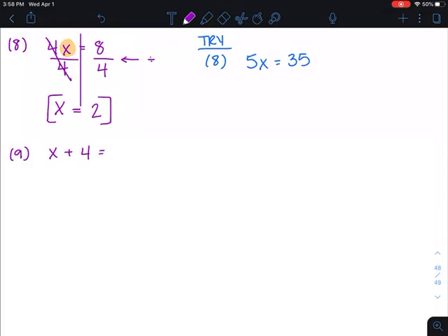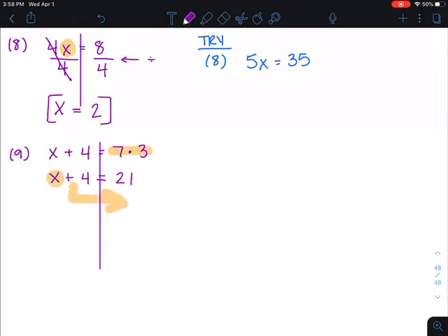Alright, number 9, I have x plus 4 is equal to 7 times 3. Well, first and foremost, I'm going to simplify this right side here. What is 7 times 3? 7 times 3 is 21. My equal sign will always stay on the line in the middle.